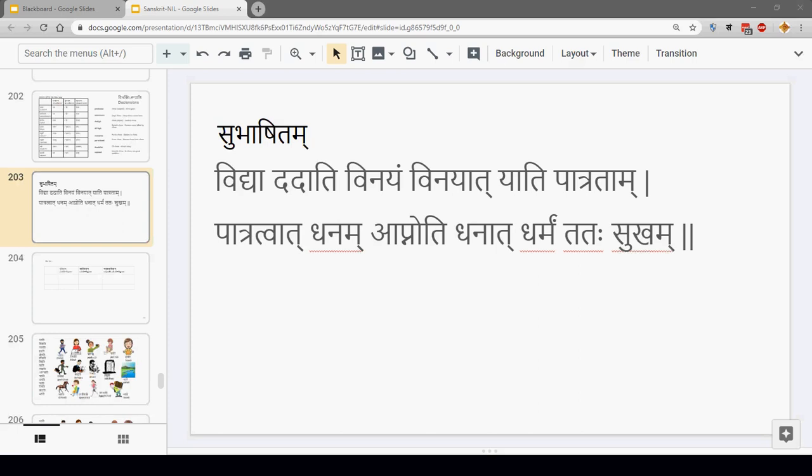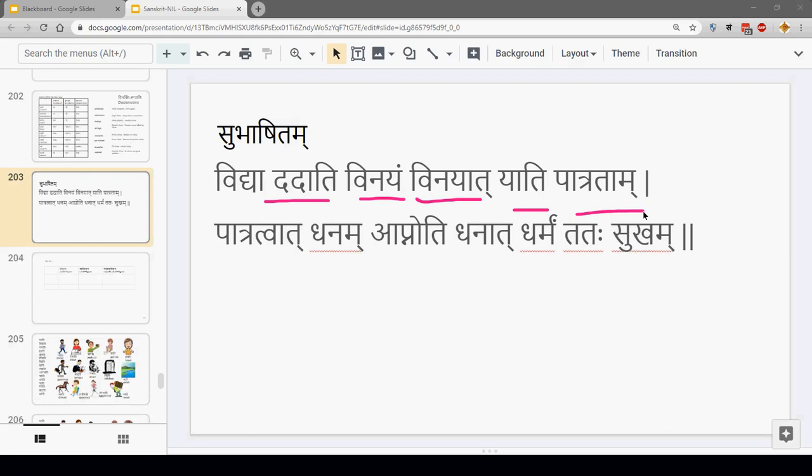So, in this case, Vidya Dadati Vinayam. Vidya means knowledge. Dadati means gives. That is a verb. Vinayam means humbleness. Vidya Dadati Vinayam: knowledge gives humbleness. Vinayat yati patratam.